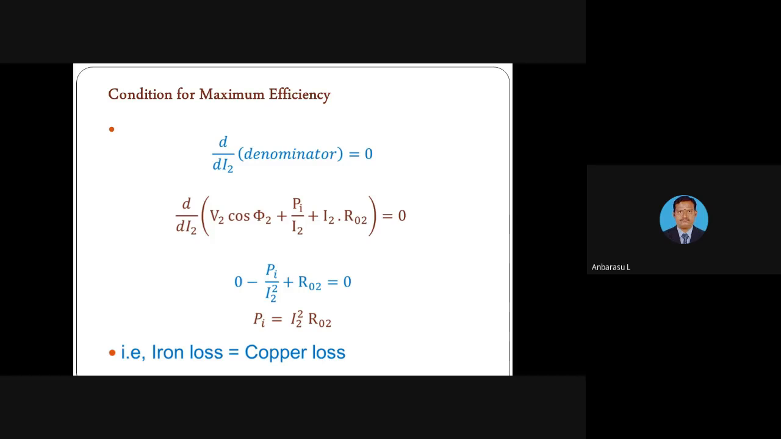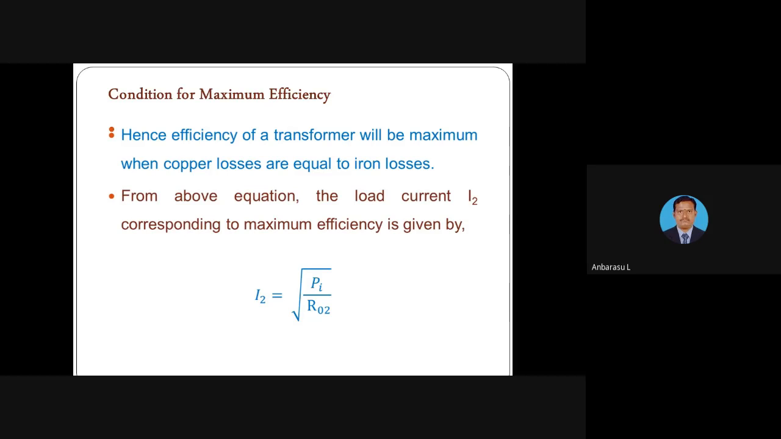When in a transformer the iron losses equal the copper losses, that condition is applicable to produce the maximum efficiency. At what condition does the transformer produce maximum efficiency? When iron losses equal copper losses. Only under that condition does the transformer produce maximum efficiency. Hence the efficiency of a transformer will be maximum when the copper loss is equal to the iron losses. That is the condition for the maximum efficiency. Hence, efficiency of the transformer will be maximum when copper losses are equal to iron losses.